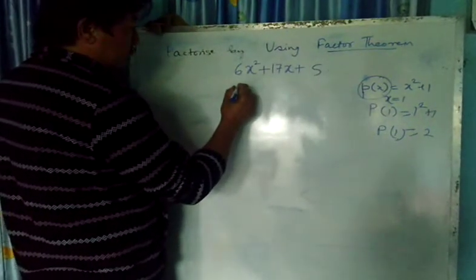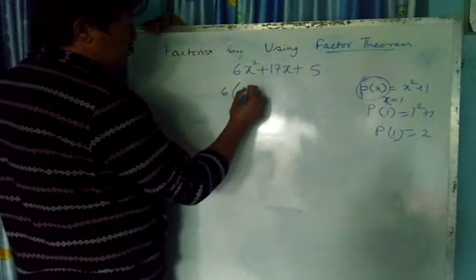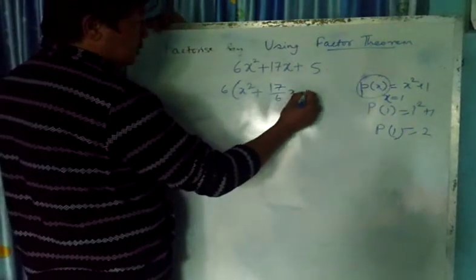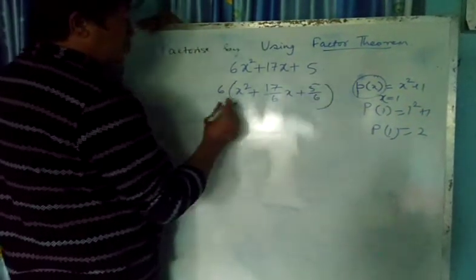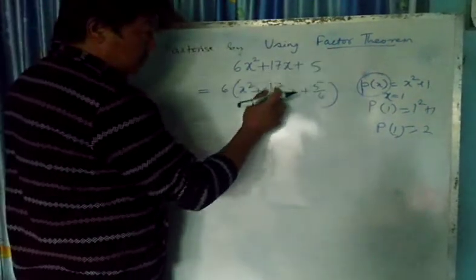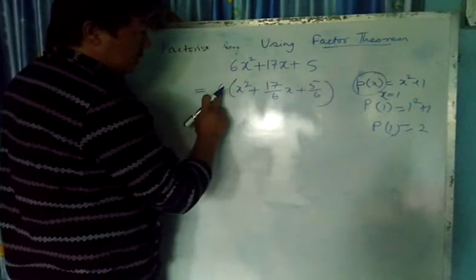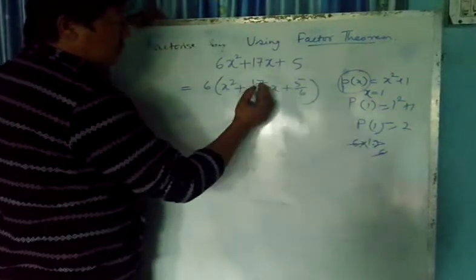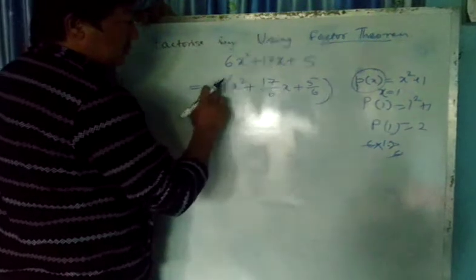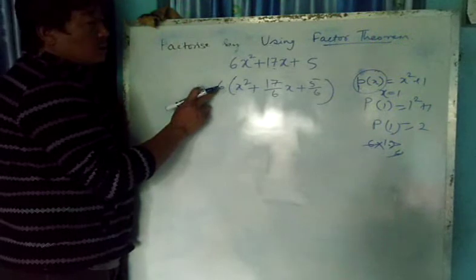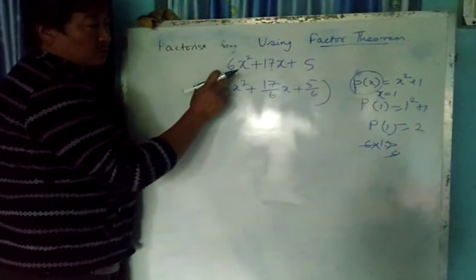Suppose 6x square common, you have taken out 17 by 6 x plus 5 by 6. How come 6? You have taken 6 as common out of these three terms. So 6 into x square, 6 into 17 by 6 x, 6 will get cancelled, so 17x only, the same thing will come up. 6 gets cancelled again, and 5 will remain. So somehow we took 6 common out of these three terms.